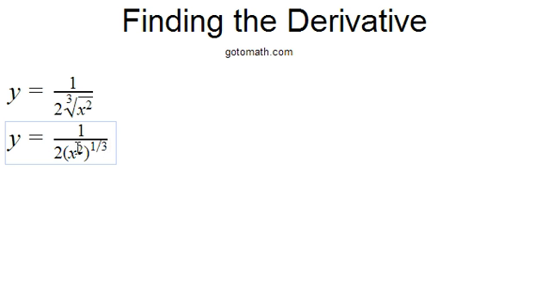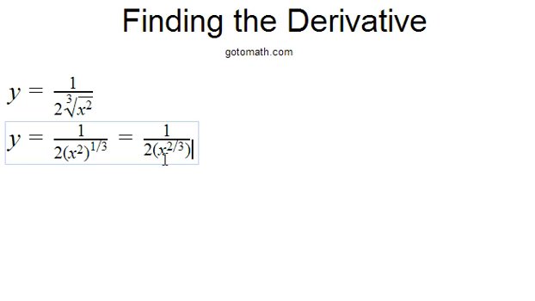Now you multiply exponents. 2 times a third is just 2/3. So we have 1 over 2, and x raised to the 2/3. These are the properties of exponents.